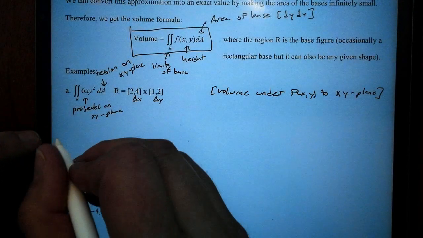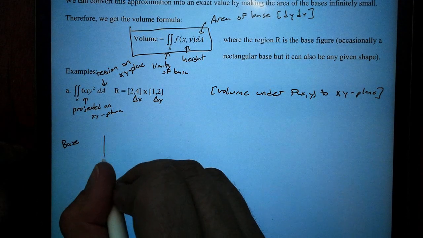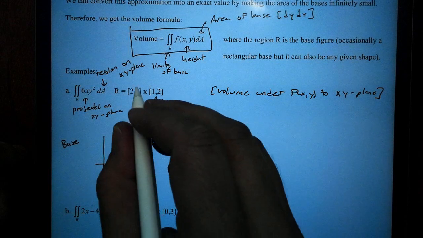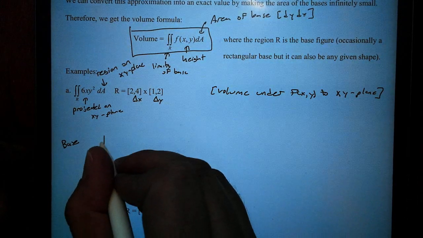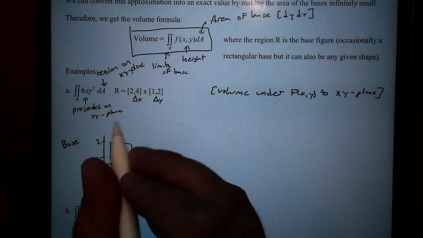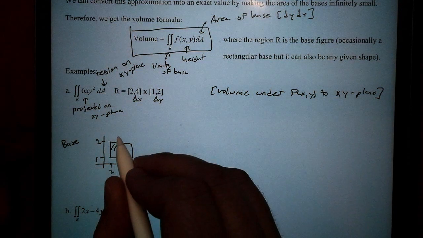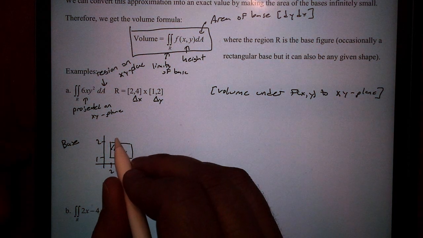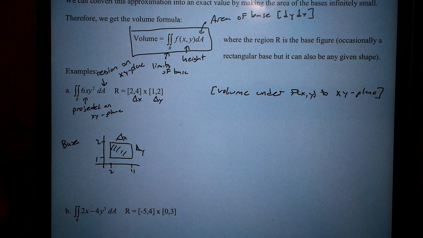So first things first, let's talk about the base. To get our base, I know my x's are going to go from 2 to 4, and my y's are going to go from 1 to 2. So I'm given this rectangular base right here. And this is our base. We have delta x and delta y.